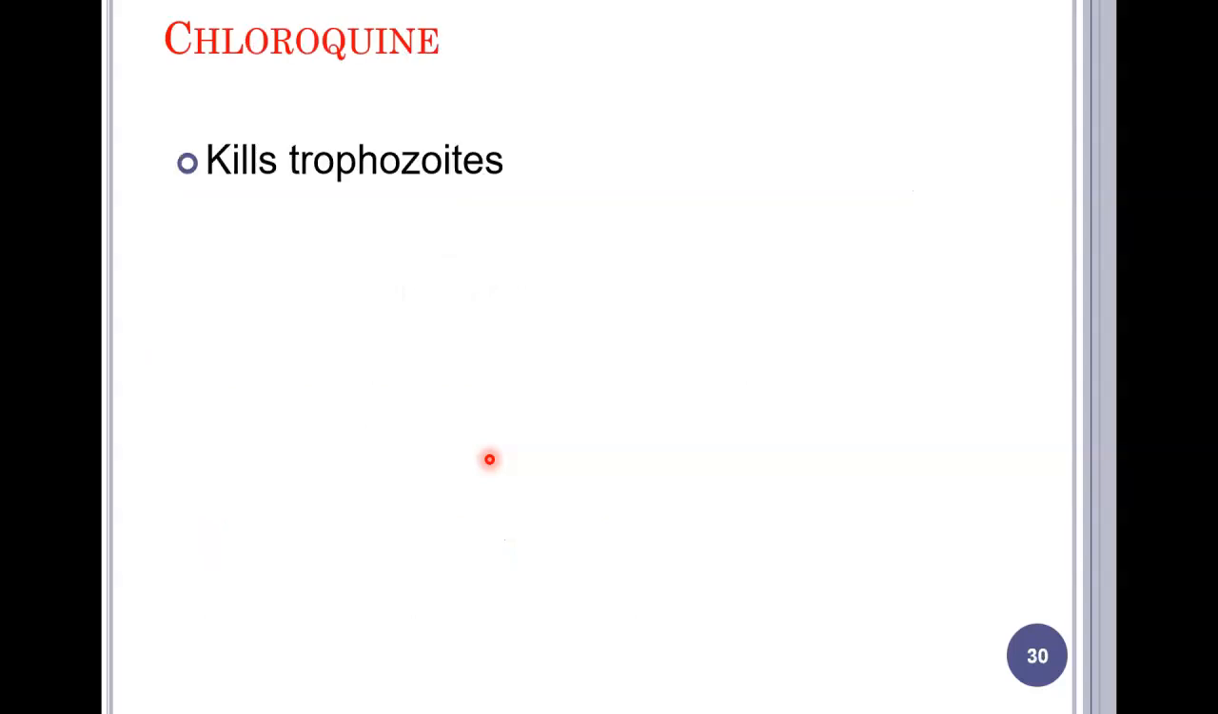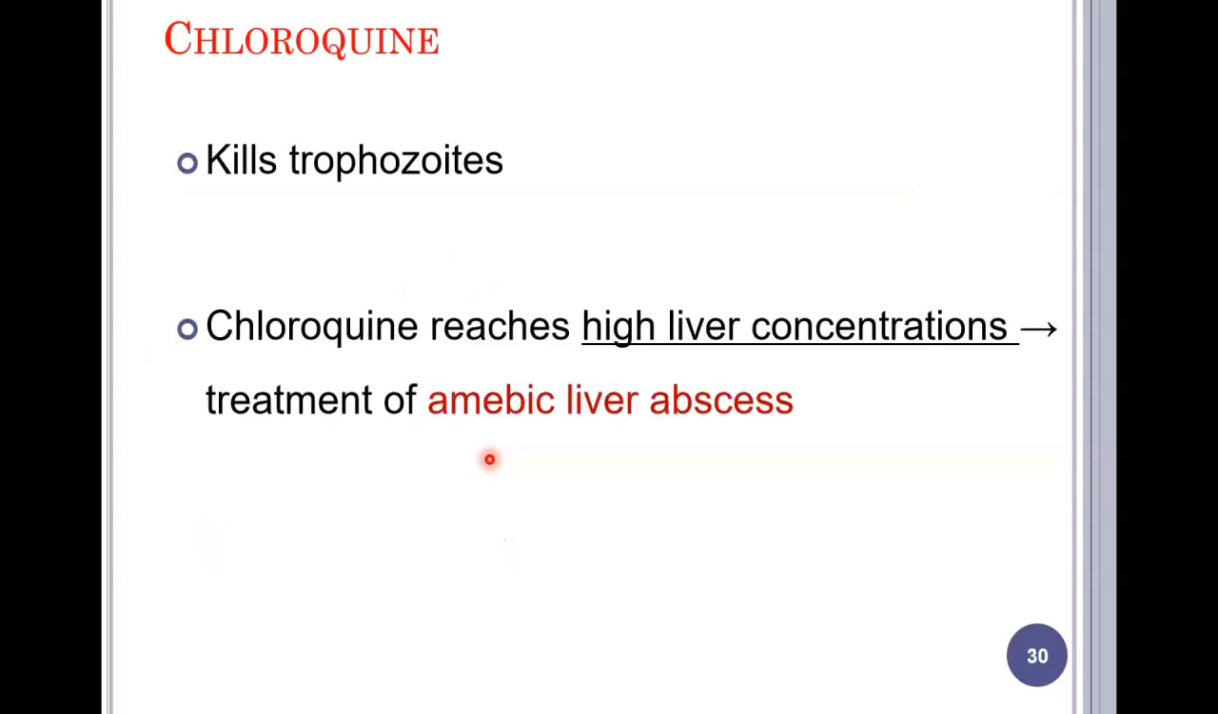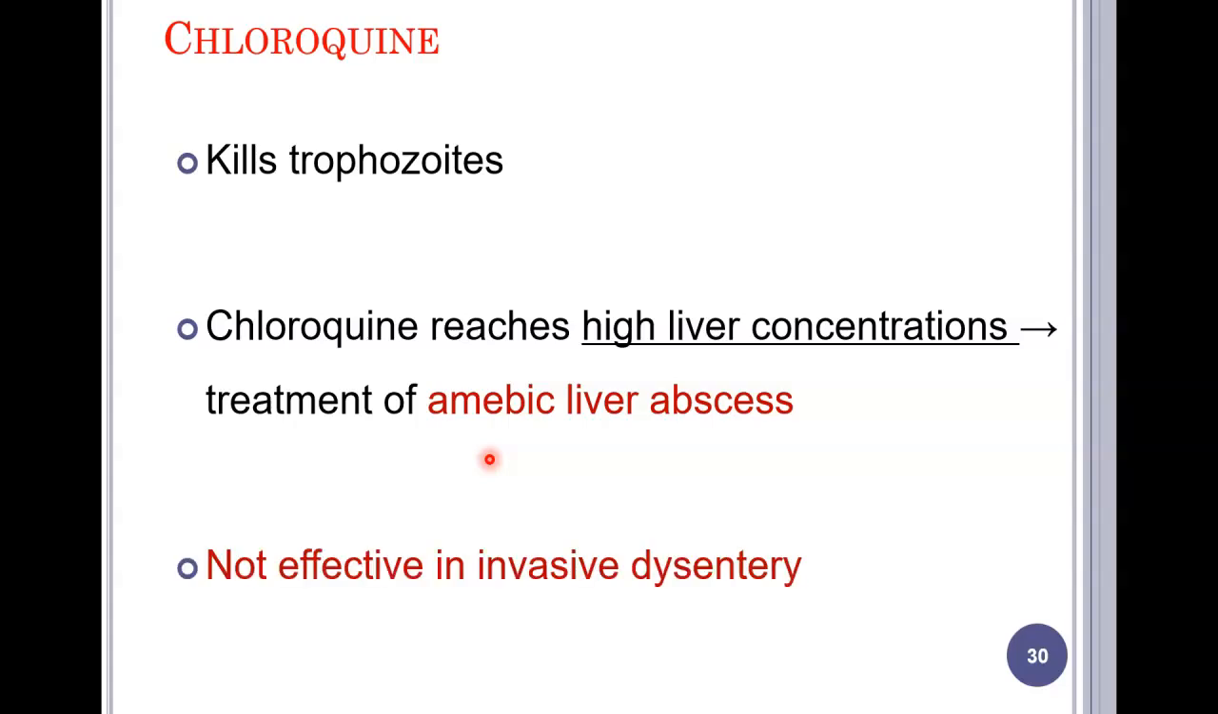Coming to the next drug, that is chloroquine. It kills the trophozoites. Chloroquine reaches high concentration in the liver. Therefore, it is used for the treatment of amoebic liver abscess. And it does not have any effect in invasive dysentery.